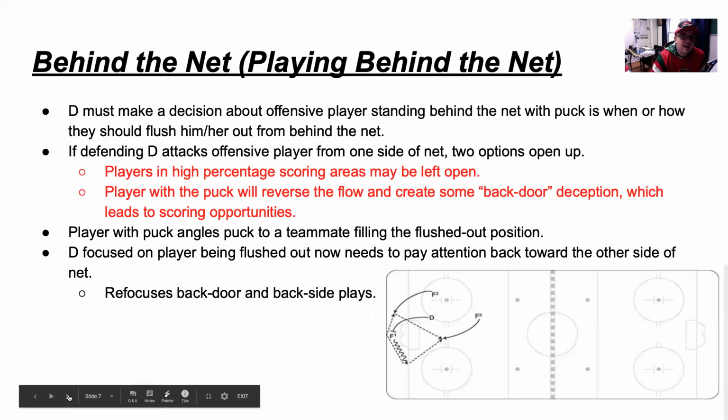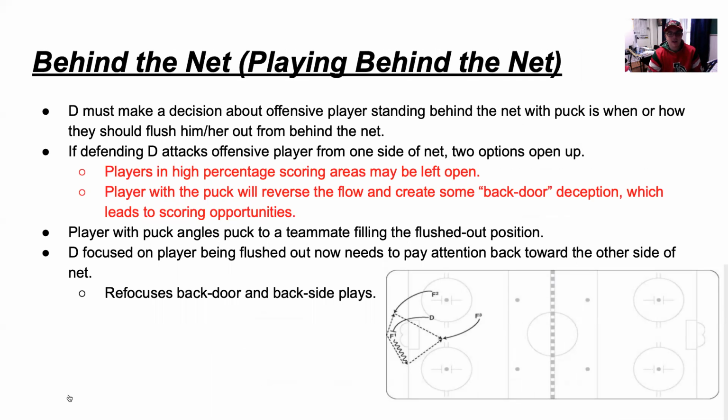And behind the net, playing behind the net. This is another play. The D must make a decision about offensive players standing behind the net with the puck, about when or how they should flush him or her out from behind the net. Usually the D is going to put pressure on you and try to get you out of that zone, because they acknowledge that you're trying to use the cycle and the play behind the net strategy.